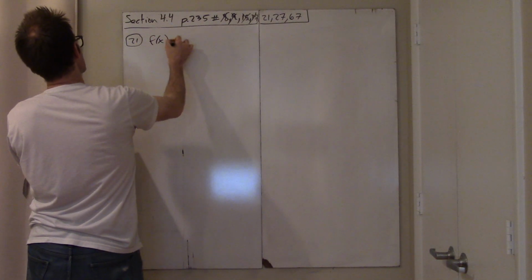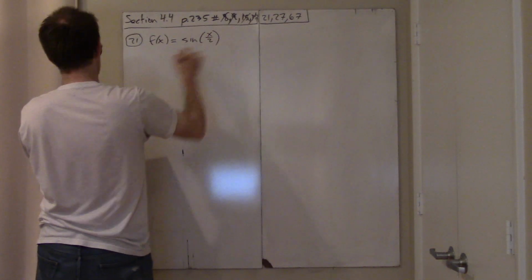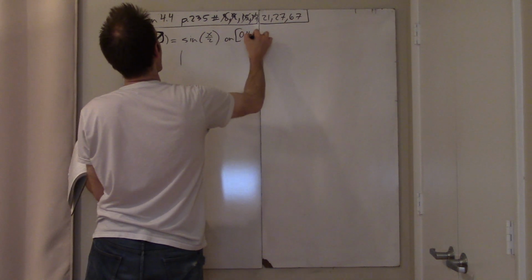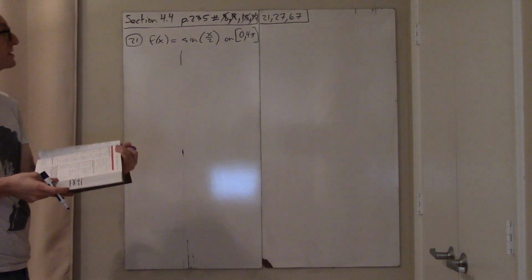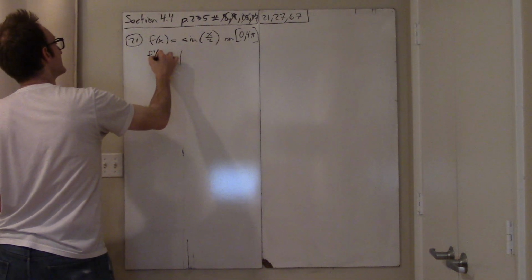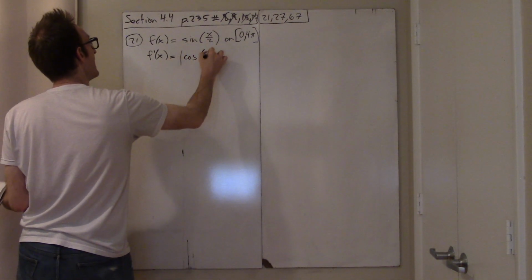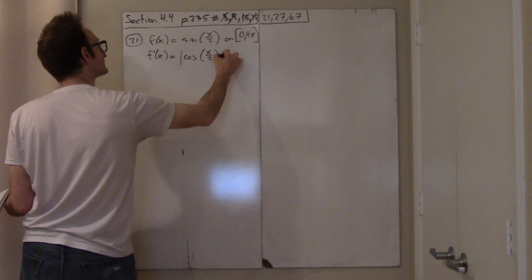So f of x equals sine x over 2. Okay, and we're going to do it on the interval from 0 to 4 pi, and I think the directions are still just the same, right? Find out where it's concave up and concave down, and find the points of inflection. Well, we begin. What is the derivative of this function? The derivative of sine of x over 2 is just cosine x over 2, times the derivative of the inside, x over 2, which is 1/2.